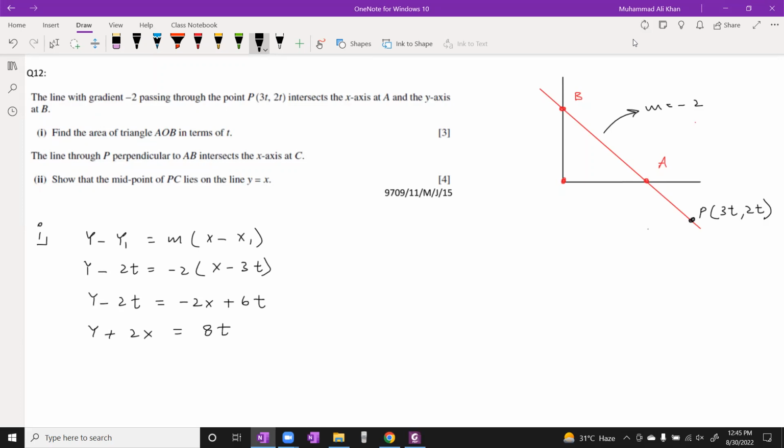Now, अगर A के coordinates हमें चाहिए, A के coordinates निकालने के लिए y क्या हो जाएगा? 0. और B के कोऑर्डिनेट्स निकालने के लिए x क्या हो जाएगा? 0. अगर हम यहाँ पर y को 0 रखते हैं तो x क्या आ जाएगा? 4t. और अगर यहाँ पर x को 0 रखते हैं तो y क्या आ जाएगा? 8t. ये आपको क्या बता रहे हैं? This length is 4t and this length is 8t. So अब हम एरिया कैलकुलेट कर सकते हैं.